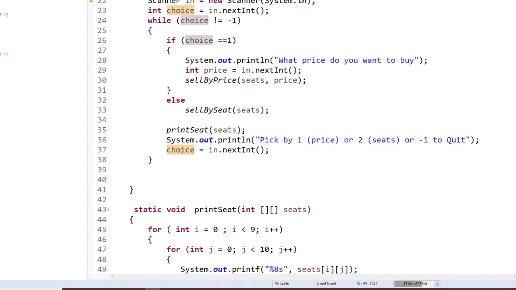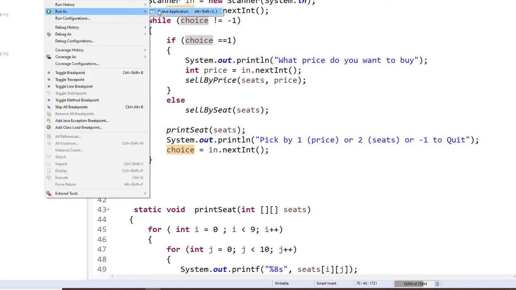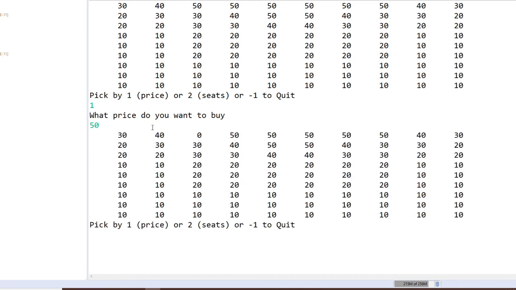So let's run this program right now. I'm going to run it as a Java application. This is my seating chart for the theater. I'm going to buy by price. This is the first row, so I am going to buy $50. That's the first row, the third seat, and it's zero right now. The seat has already been taken, so I'm going to try the second option.